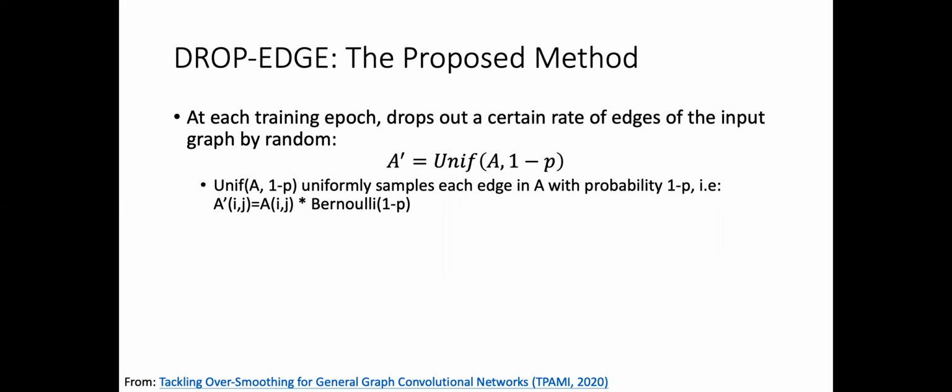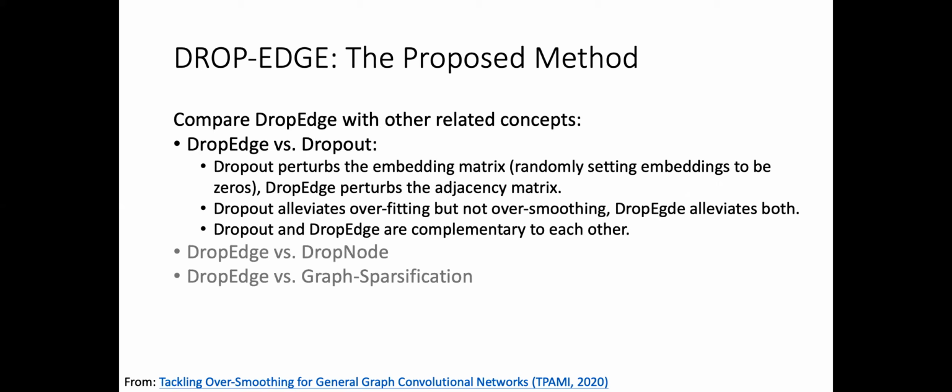So this is the proposed method of this DropEdge paper. The idea is very simple. Now let's compare this proposed DropEdge method with several other related concepts. The first concept is DropEdge versus dropout. Dropout perturbs the embedding matrix by randomly setting embeddings to zeros, but DropEdge perturbs the adjacency matrix.